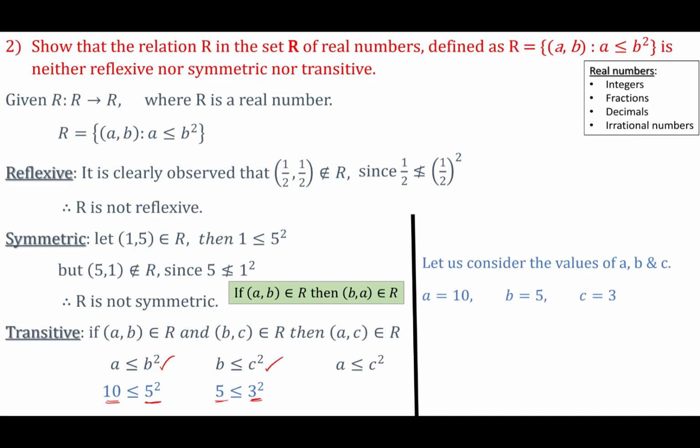Yes. Now, the third condition, a is less than or equal to c squared. See, this does not satisfy. a is 10 and c is 3. So 3 squared will be 9. But 10 is not less than or equal to 3 squared, which does not satisfy the given relation. So the given relation is not transitive.